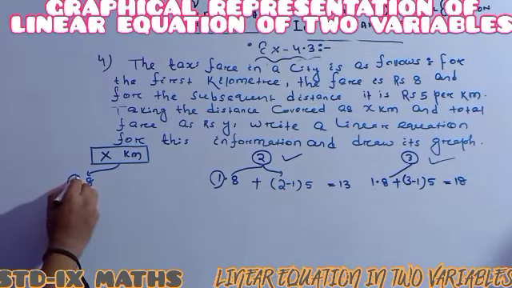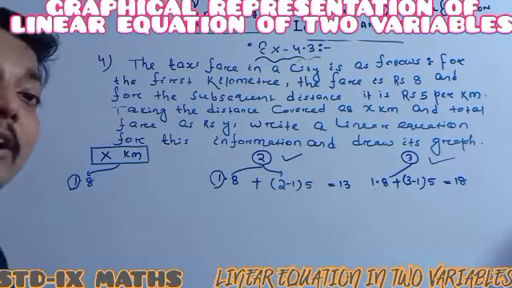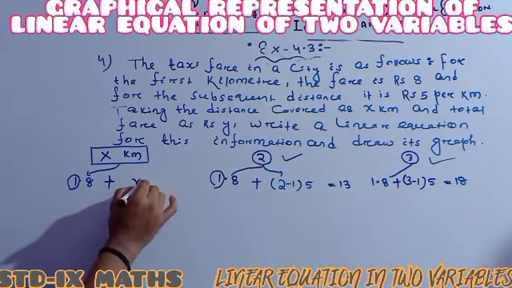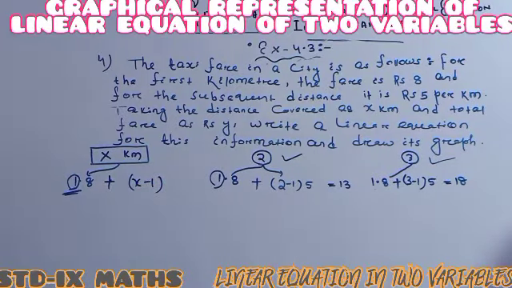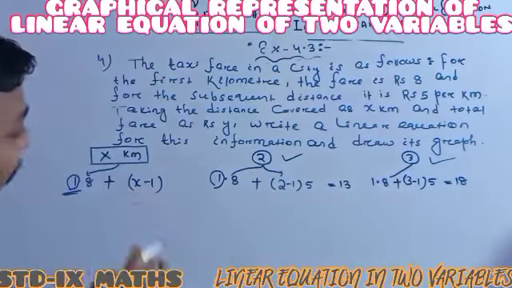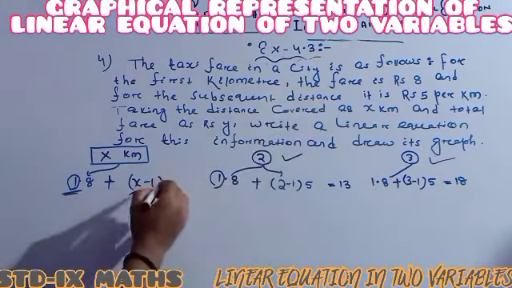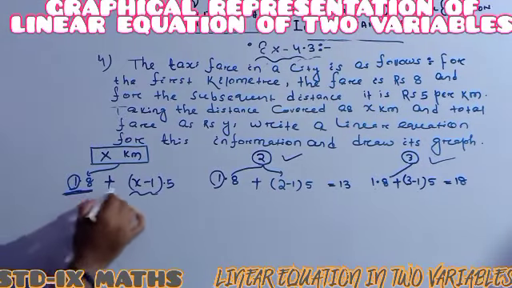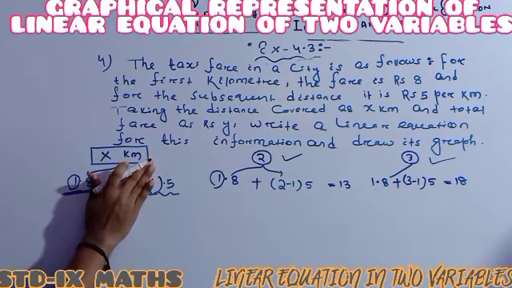First kilometer, 8 rupees. So out of x, 1 kilometer has gone. Then the remaining distance is x minus 1, because for the first kilometer you have already paid 8. For the remaining kilometers, per kilometer you have to give ₹5. Ready? So total price equals the first kilometer charge, then the remaining x minus 1 kilometers and their per kilometer charge, which is x minus 1 into 5.